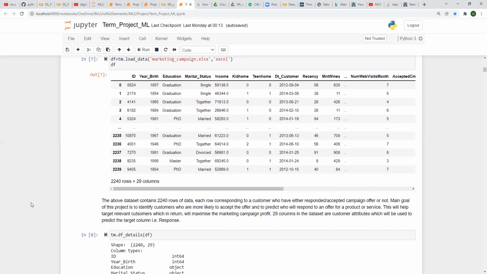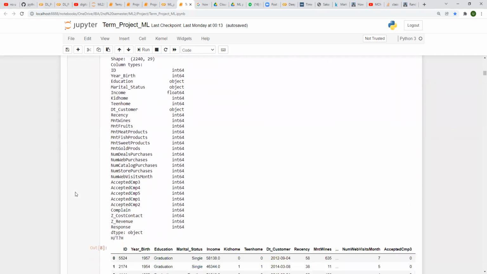And this moves us to the main goal of this project, which is to identify those customers who are more likely to accept the offer and who are more likely to accept the product or service offered by the company. This will help target relevant customers and maximize the campaign profit or the company profit.